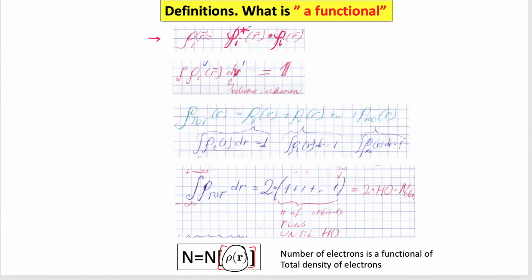Lina? So it's describing the probability density of the particle, to find the particle in a certain position in space. Position in the space. Yes, absolutely correct.